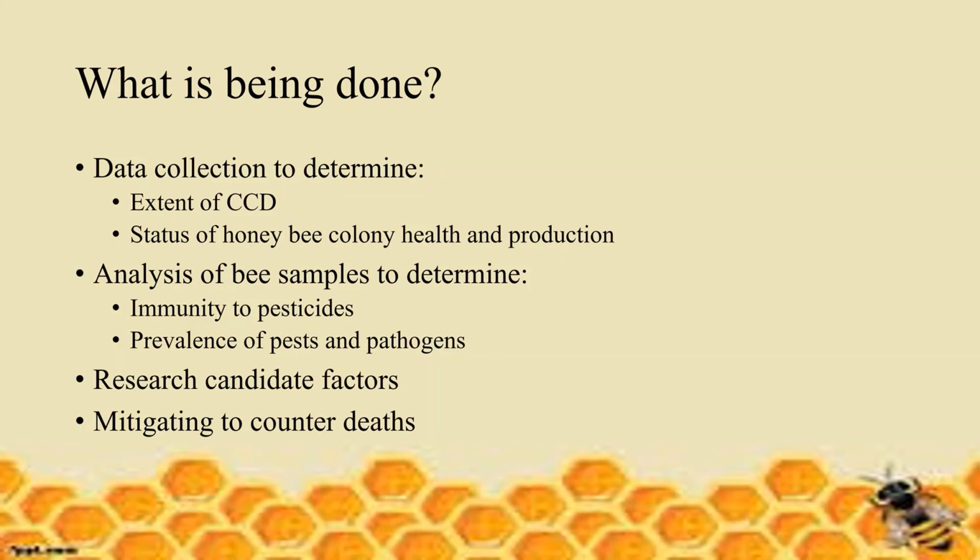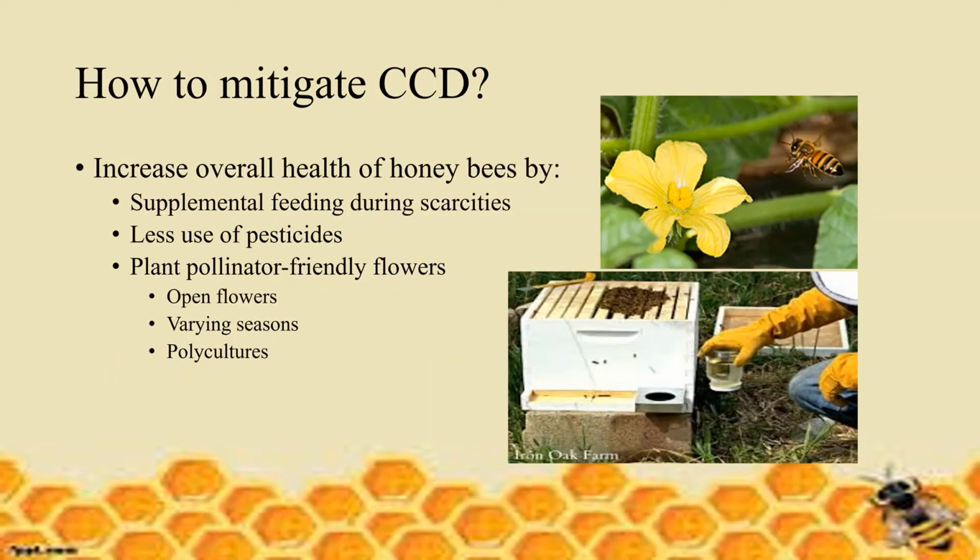Another one would be they're analyzing bee samples to determine the immunity, or how much honeybees are affected by pesticides, as well as the prevalence of pests and pathogens within honeybee colonies. They're also researching candidate factors that I was talking about earlier that affect honeybee health. But while they're researching all these other topics, they have discovered that mitigating is a good way to counter deaths from CCD. And how to mitigate and what is mitigating?